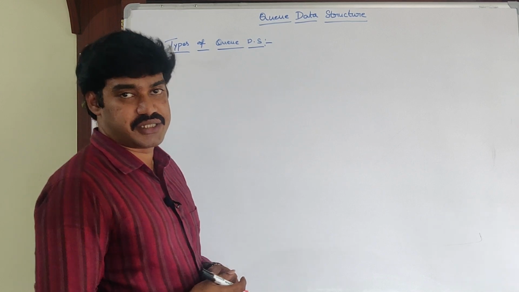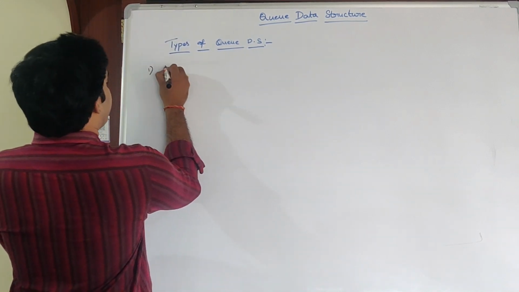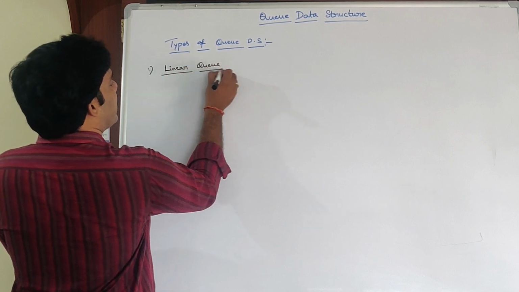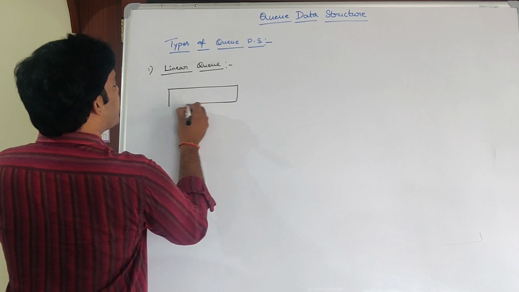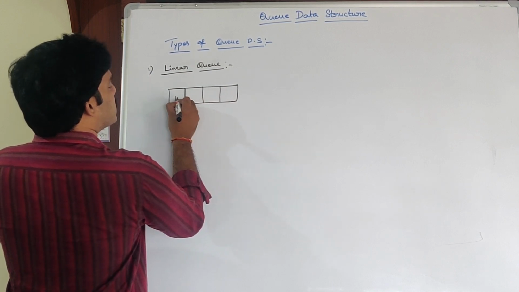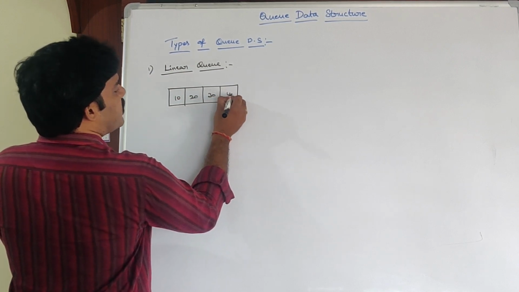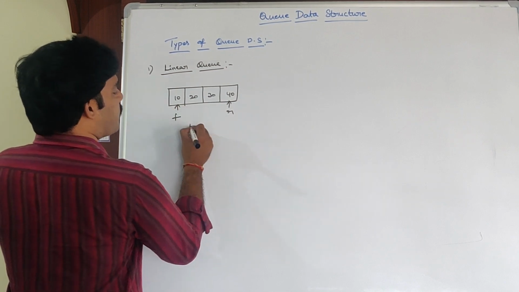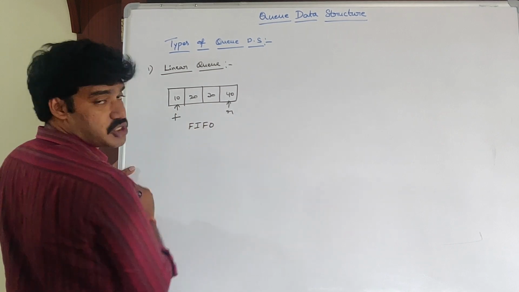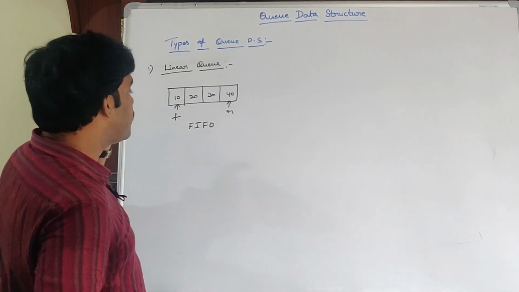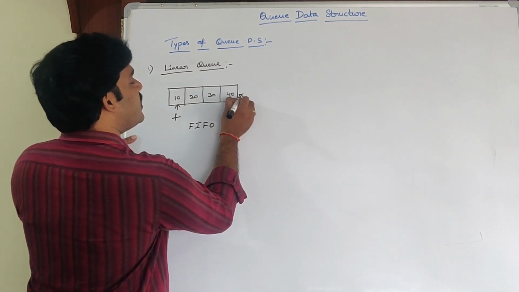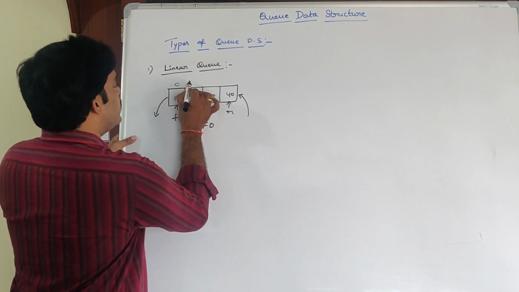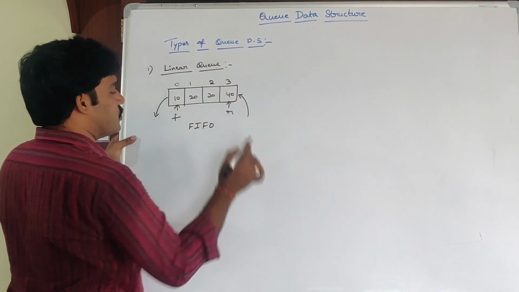Types of queue data structure. First one is linear queue. Linear queue is also nothing but a normal queue. Assume that this is your queue data structure with elements 10, 20, 30, 40. Rear pointer points to the last element, front pointer points to the first element. And what is the principle of queue data structure? First in, first out is the principle of queue data structure. Insertions are from which end? Rear end. Deletions are from which end? Front end. In general, array index starts from 0, 1, 2, 3.